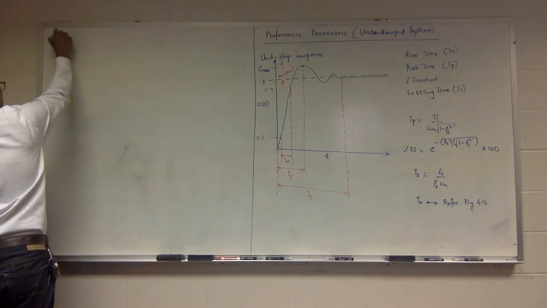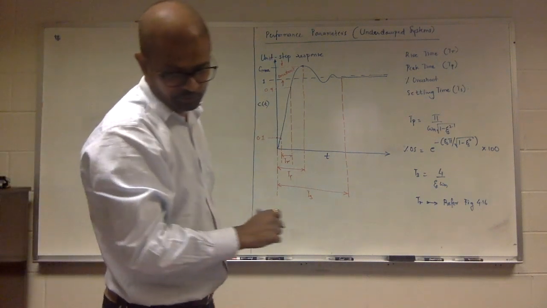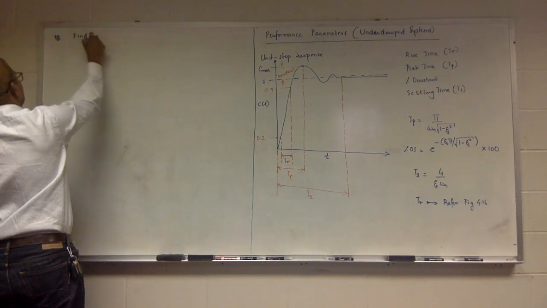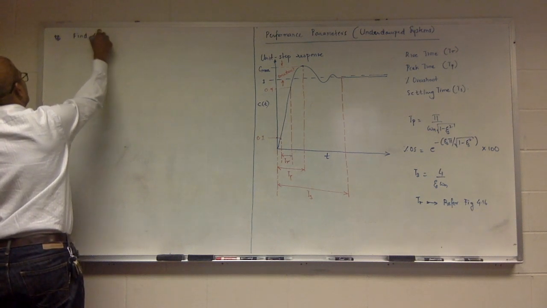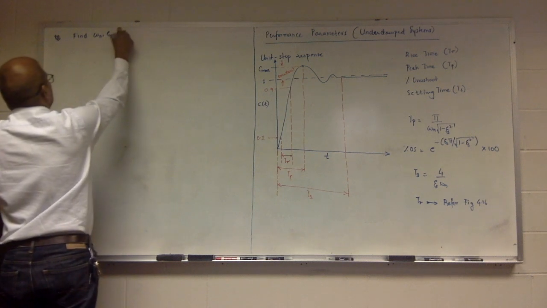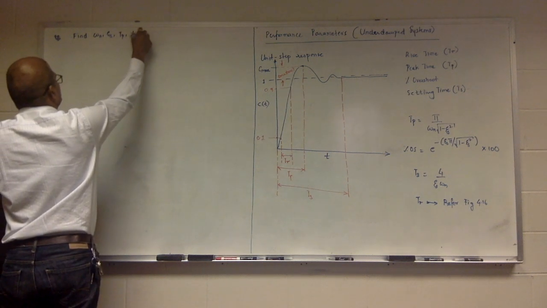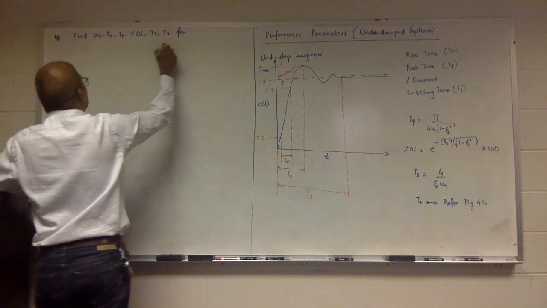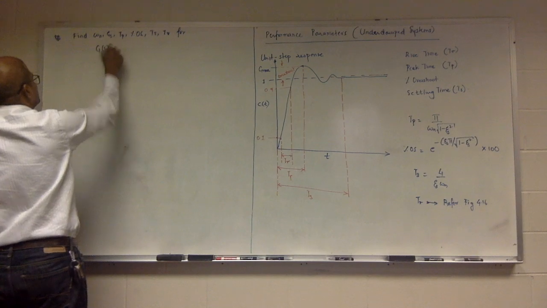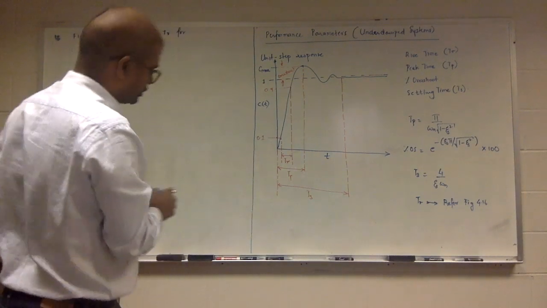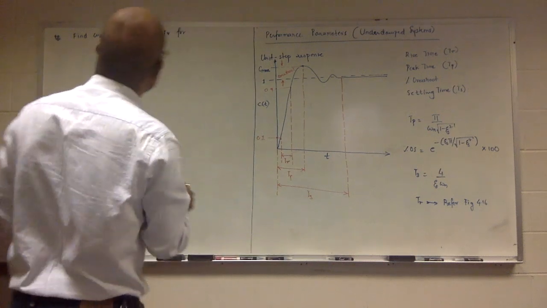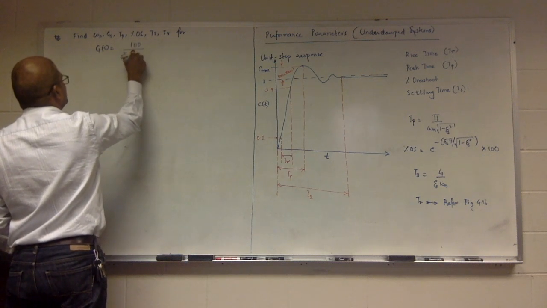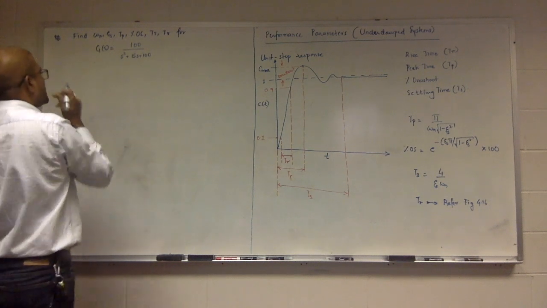An example. I'm going to say find omega n, zeta, TP, percentage overshoot, TS, TR for G of S is equal to 100 over S square plus 15S plus 100.